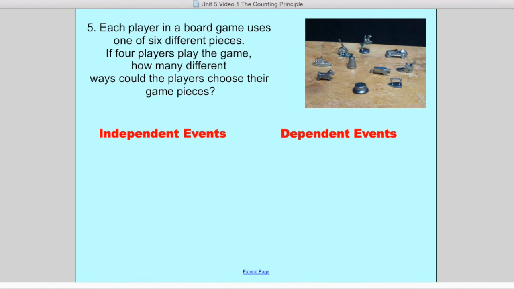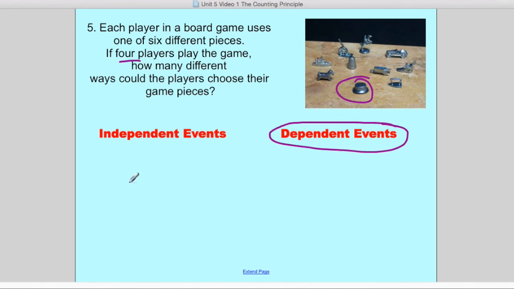And our last example, each player in a board game uses one of 6 different pieces. If 4 players play the game, how many different ways could the players choose their game pieces? So is it independent or is it dependent? So let's say I get to select first and I pick the hat. And then somebody else after me chooses, can they still pick the hat? No, they cannot. So these are dependent events. What I pick affects what everybody else can pick.